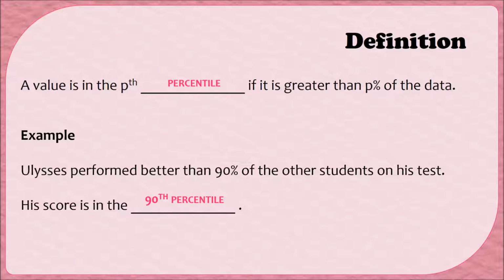Sometimes, like in this instance with Ulysses, performing in the 90th percentile is a good thing. However, sometimes being in a large percentile is not so great. For example, if I were in the 90th percentile of people who are at risk for heart disease, that would not be a very good thing. That would mean that my risk for developing heart disease would be greater than 90% of the population.